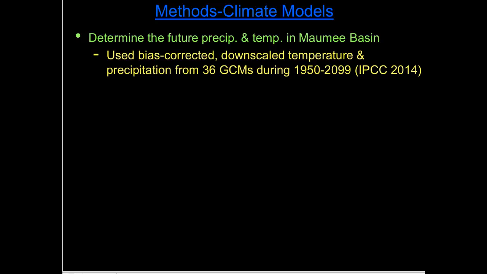So now I'd like to go into the methods and look into the climate models we use. Again, going back to that schematic, one of our first goals was to predict the future climate and use that to drive the watershed model. To determine the future precipitation and temperature in the Maumee Basin, we used 36 different global climate models and looked at a period of time from 1950 to 2099.